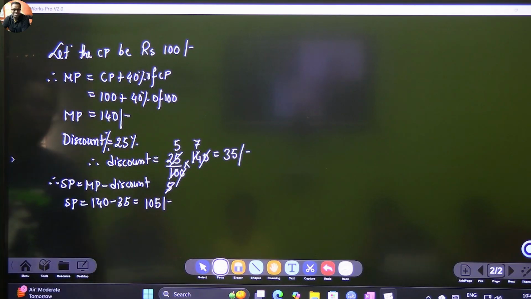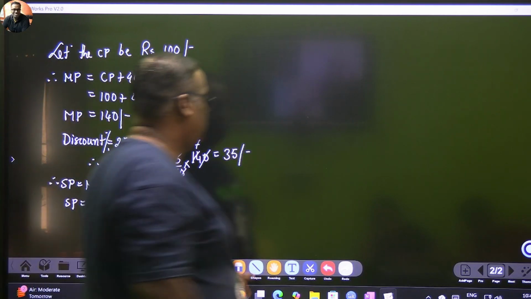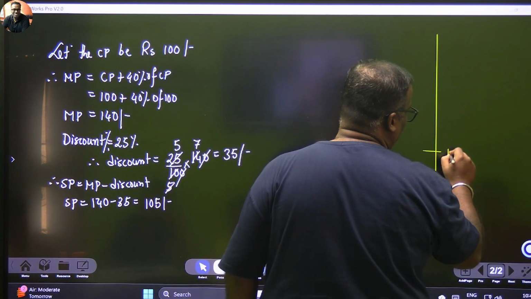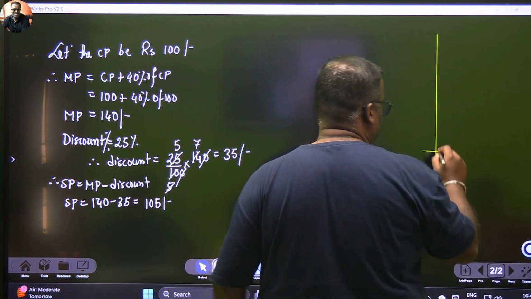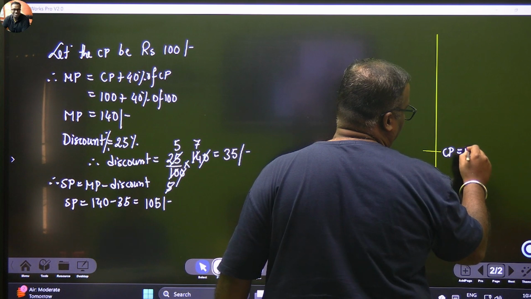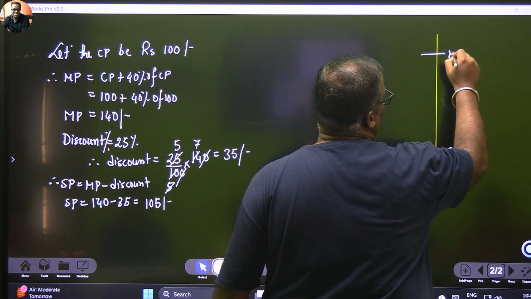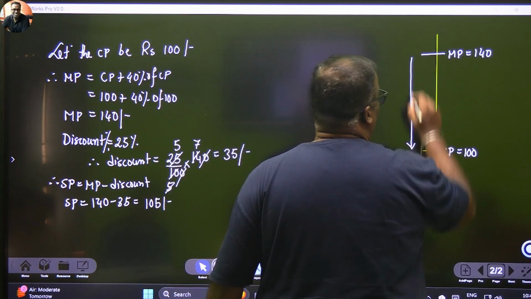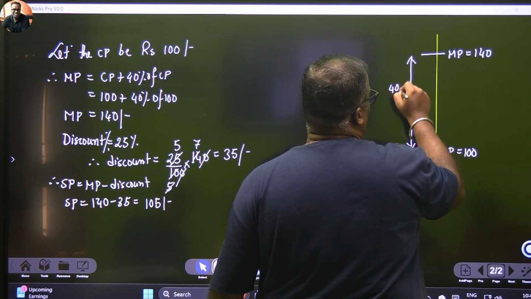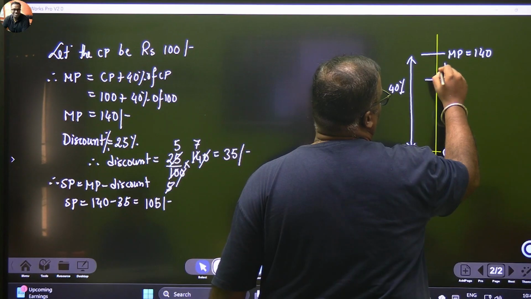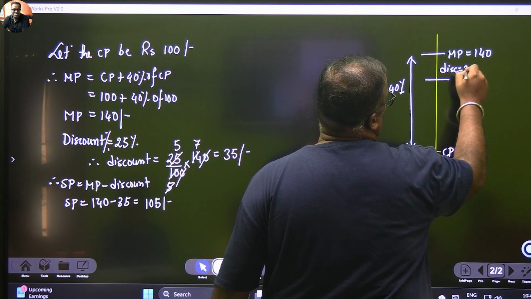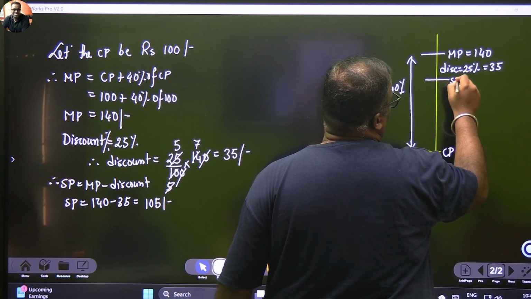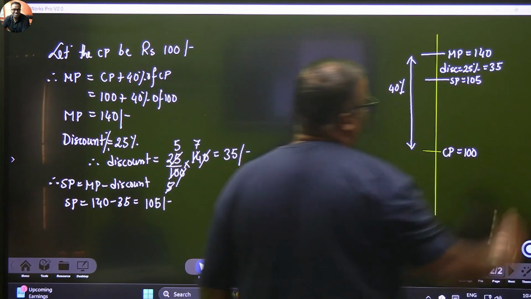105 rupees is your selling price. If you have any doubt, we can still populate our data. This is our cost price, which is equal to 100. We have our mark price, which is equal to 140, because this much was a 40% sticker that the person had put. Then we give a discount. This discount is equal to 25%, whose value is 35 rupees. So the selling price works out to 105.